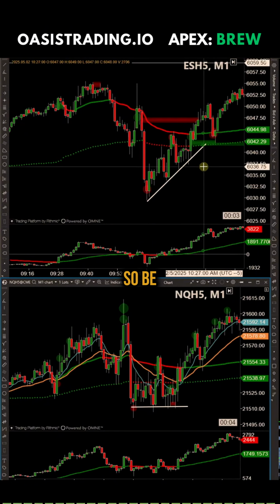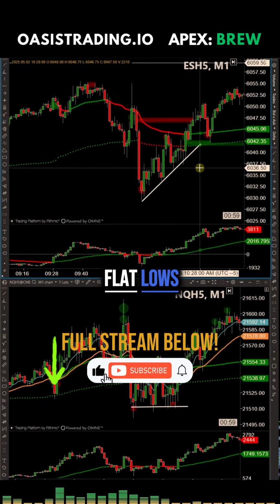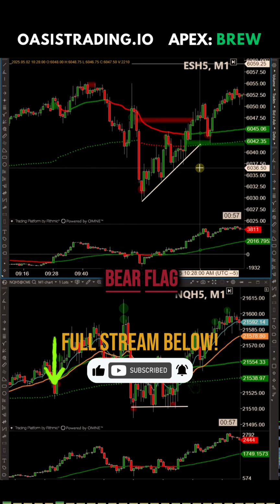Okay. So be careful when you see that. You do not want to see higher lows. You do not want to see flat lows on a bear flag into VWAP.